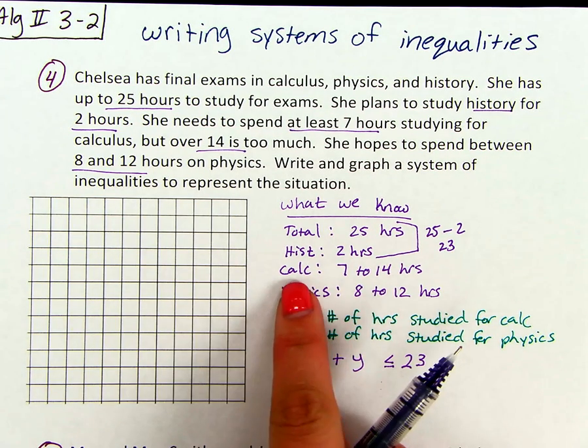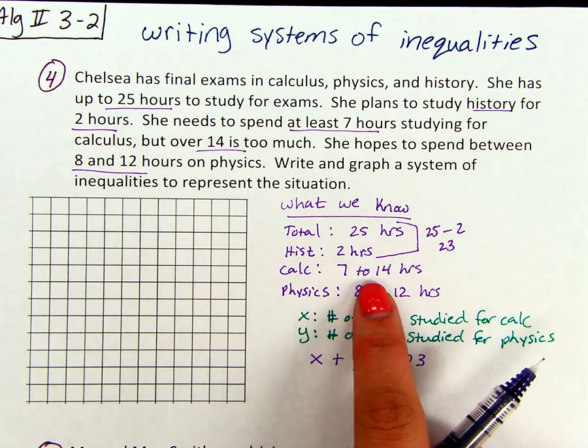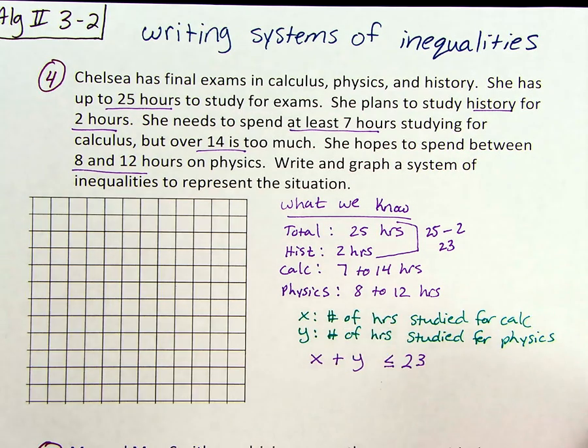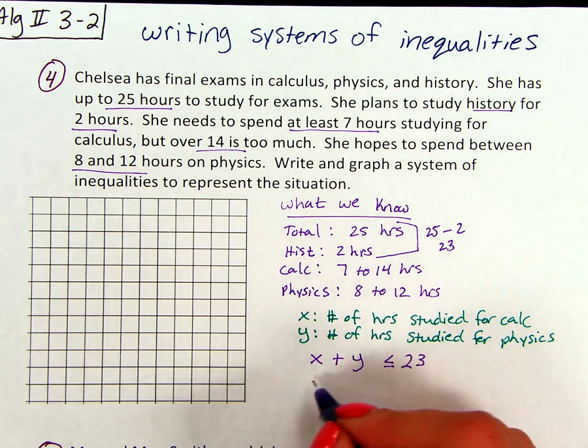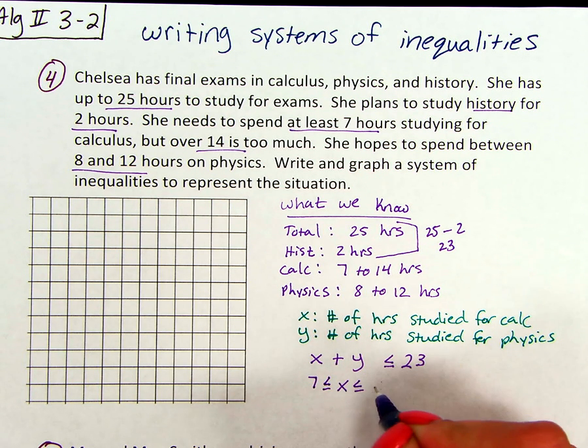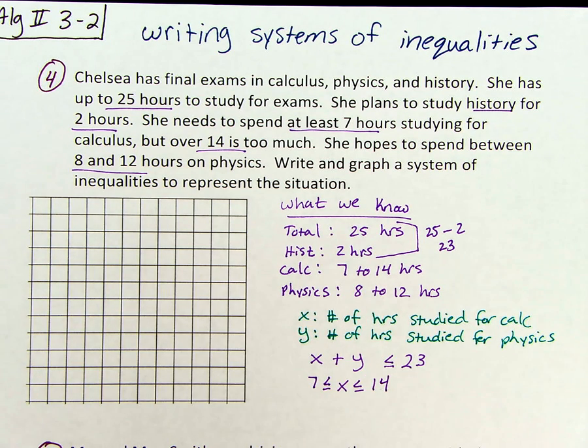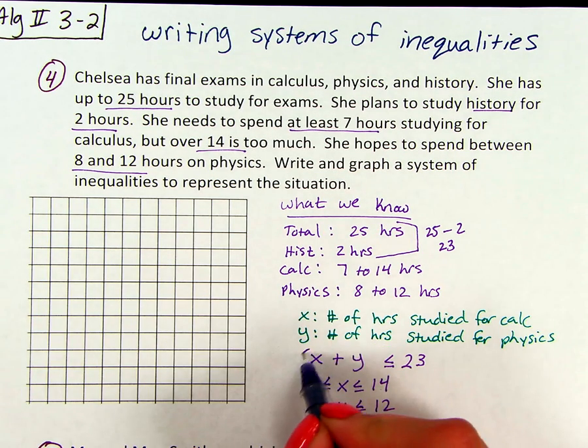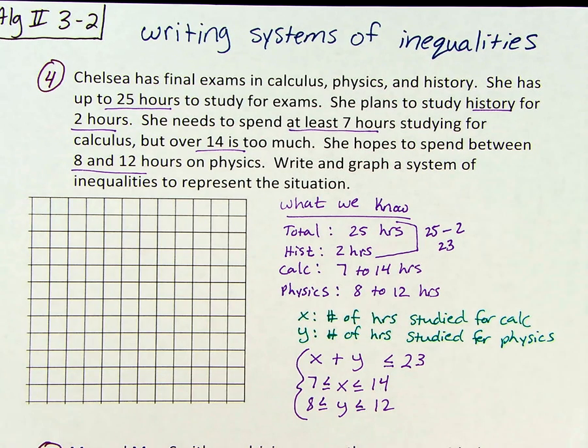Now this one, so calc is between 7 and 14 hours, so that means that we would just put our variable in between those numbers. So 7 has to be less than or equal to x, which has to be less than or equal to 14. And then physics is going to be the same way. So it's a range of hours. So 8 is less than or equal to y, which has to be less than or equal to 12. So this is the system that we want to graph.